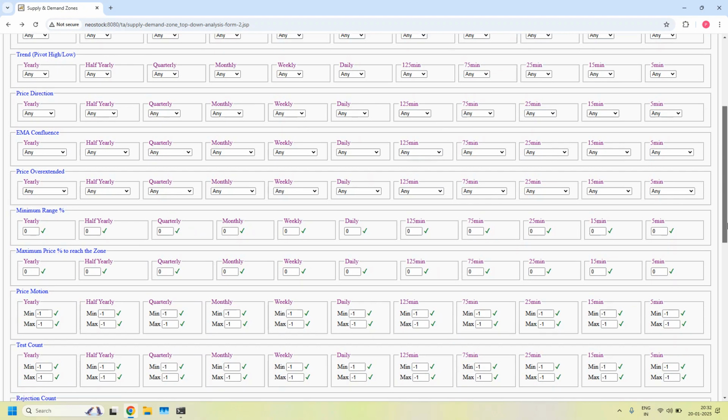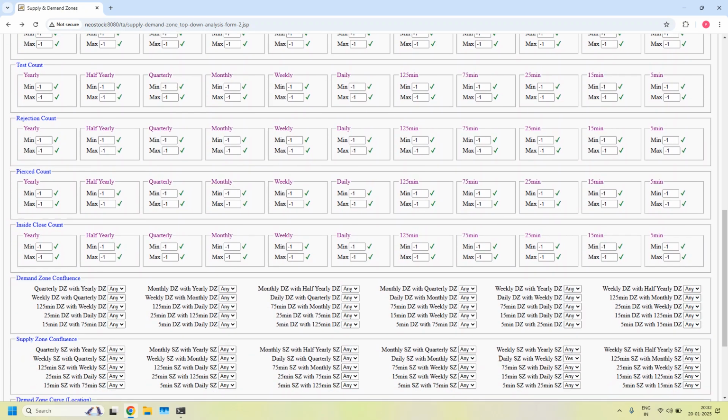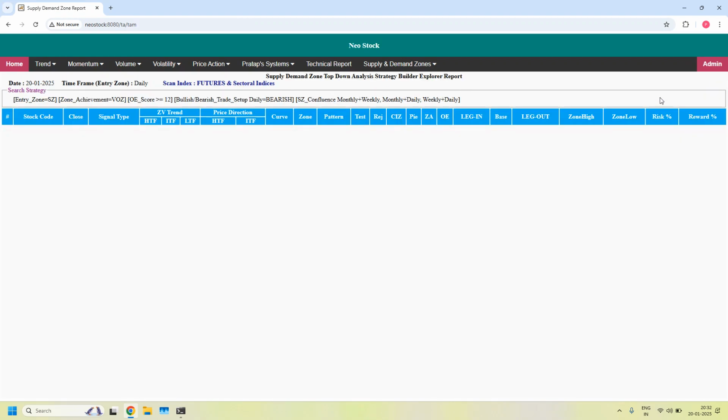In the supply zone confluence, 3 filters we have to set. First filter is already enabled, daily with weekly. Second filter, daily with monthly supply zone confluence. And the third filter is weekly supply zone with monthly supply zone confluence. With all the 3 filters, we did not get any stocks. Okay, this is about bearish trade setup for monthly income trade.